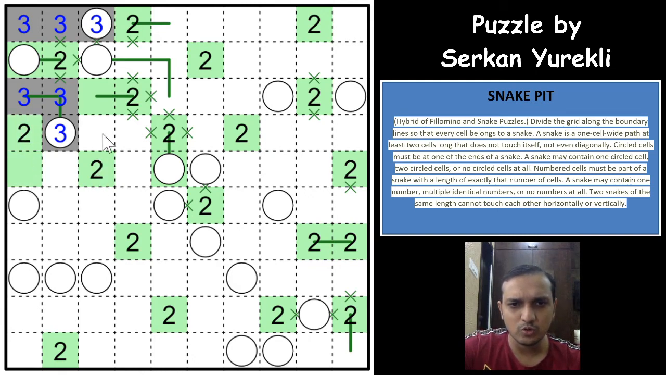Now this 2 cannot go up, cannot go left, cannot go right, so this has to again come down. So this becomes a line, this becomes a line. Okay, super. Let us mark that with a different color.